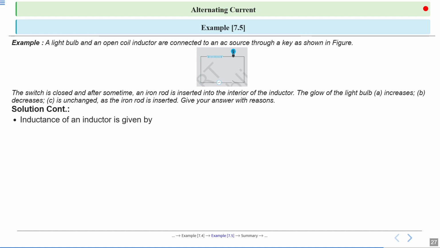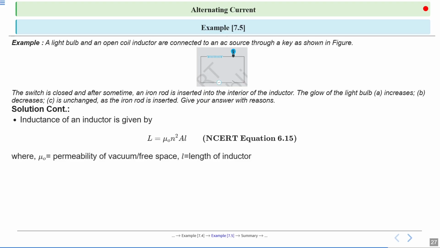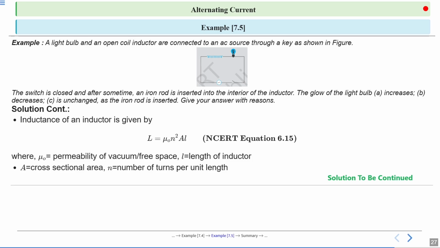Inductance of an inductor is given by L equal to mu naught N square AL. This is the self-inductance of the inductor, NCERT equation 6.15, where mu naught is the permeability of vacuum or free space, L is the length of the inductor, A is the cross-sectional area, and N is the number of turns per unit length of the inductor.